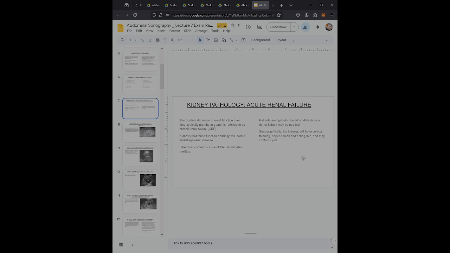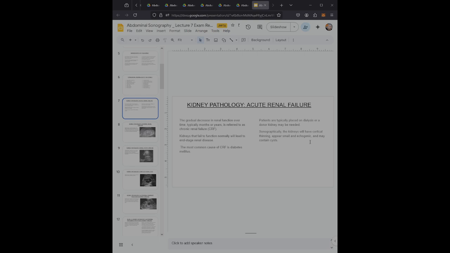So we can have acute renal failure, and this is a sudden decrease in renal function, typically over the course of a few days or weeks. We term it acute due to its sudden onset, and its most common cause is acute tubular necrosis. In acute tubular necrosis, the kidney suffers from ischemic damage and subsequent cell destruction.